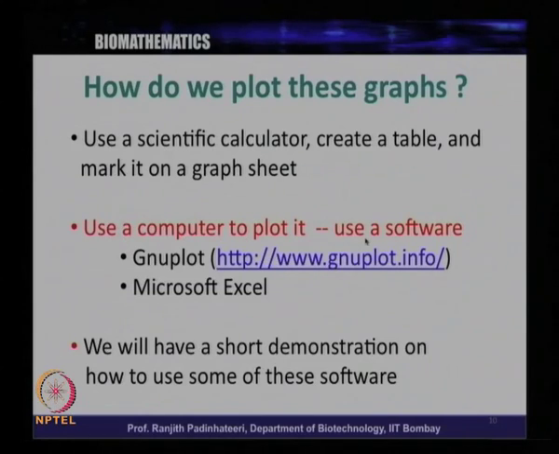Today, we can use a computer to plot it. You can use some software to plot it. For example, GNU Plot is a freely available software on the web. If you go to this site, one can download GNU Plot and you can use this to plot any function. You can also plot this in Microsoft Excel, for example. There could be many other softwares. Once you Google search, you could get many softwares using which you can plot all these functions.